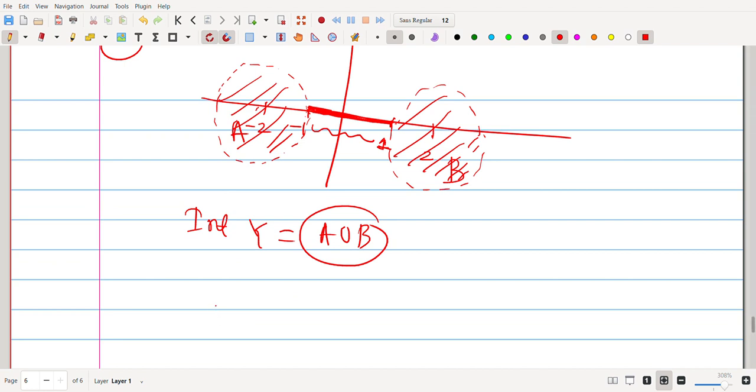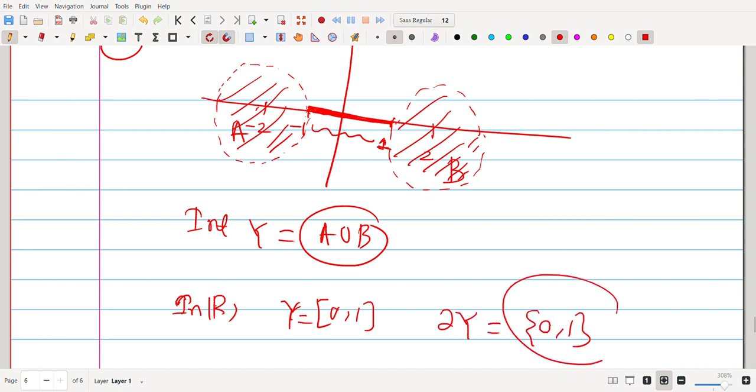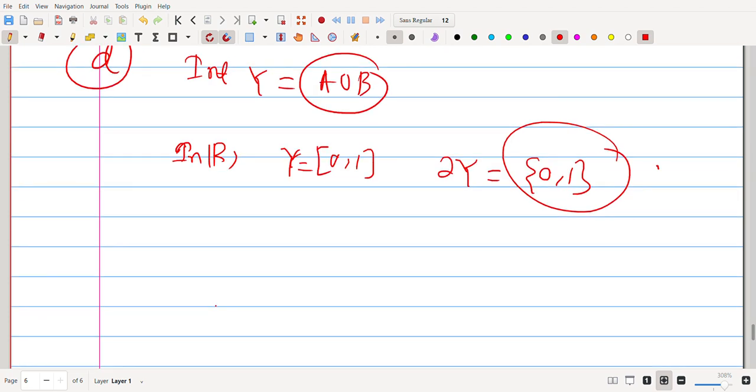And what about the boundary? For any connected subset Y of a metric space with this boundary, take in R, take 0 1 as Y. So the boundary of Y is this. This is clearly disconnected. Hence both are false.